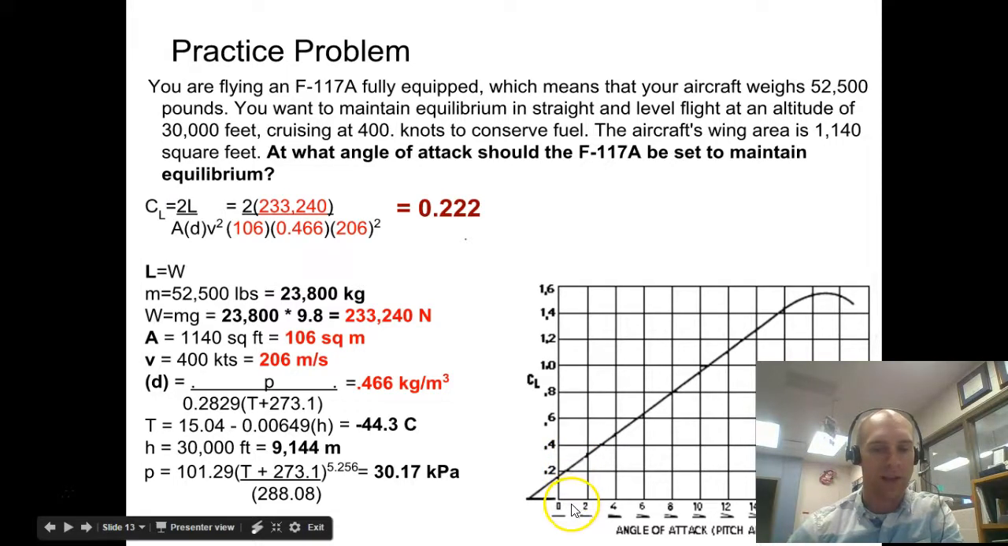And what's my angle of attack? My angle of attack is 1 degree, about 1 degree. Well, that's what I'm looking for. What angle of attack should be set to maintain equilibrium? If I set my plane at approximately 1 degree, then I'm going to maintain straight and level flight with this mass, at this altitude, at this velocity, with this wing area.